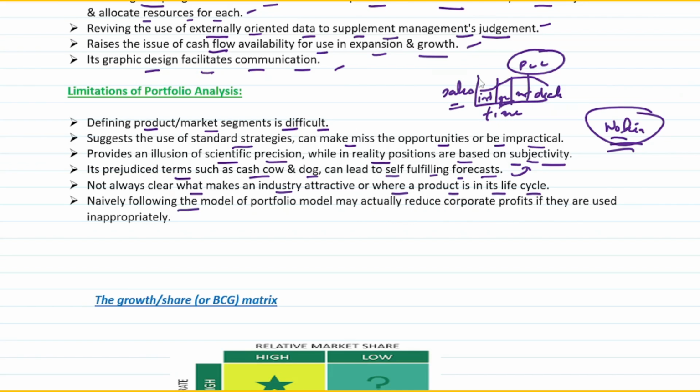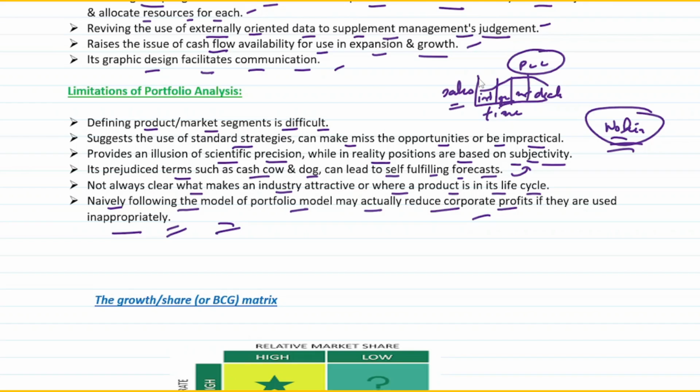Naively following the portfolio model may actually reduce corporate profits if it is used inappropriately. Naively means innocently or unknowingly. So if you unknowingly just follow the portfolio model, the corporate can take a hit on its profits because it is not being used appropriately or as per the rules. So these are the various limitations of portfolio analysis.